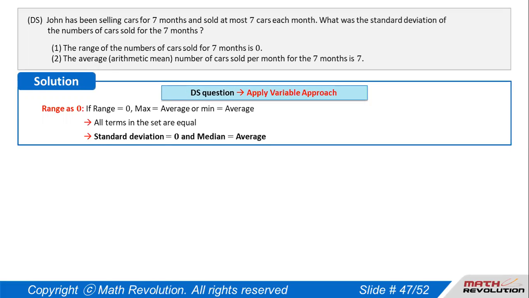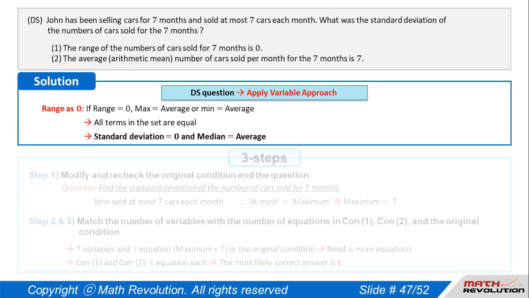Now, the range is 0. Why? Because the condition says the range of the number of cars sold for 7 months is 0. So maximum equals average or minimum equals average. This is the first logic. Second, all terms in the set are equal, so the standard deviation becomes zero, and the median equals the average. So these are the concepts that will apply.